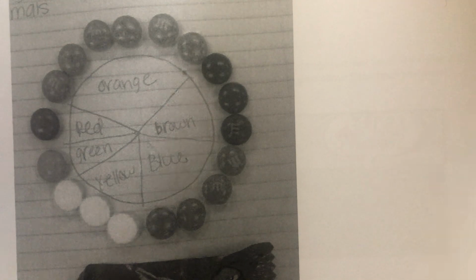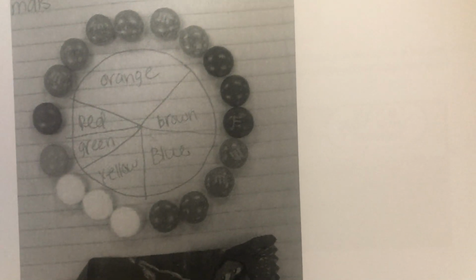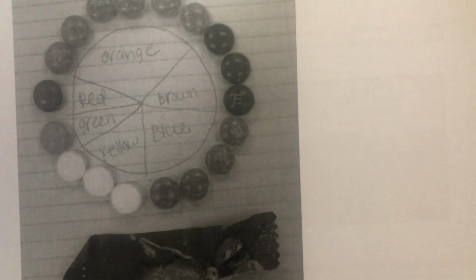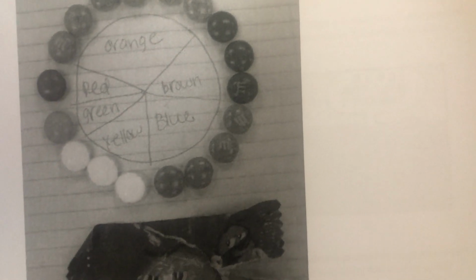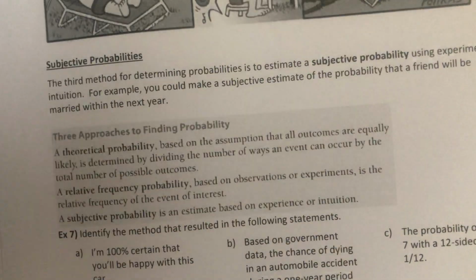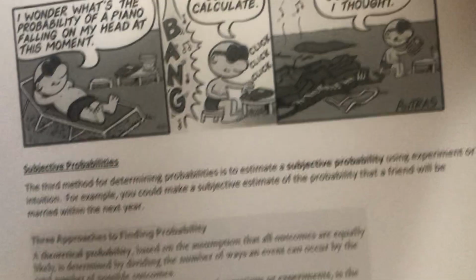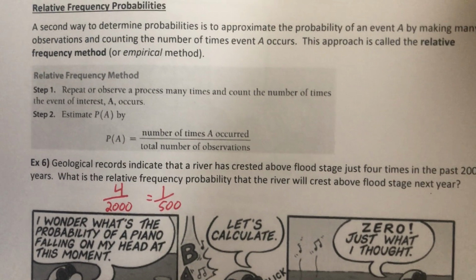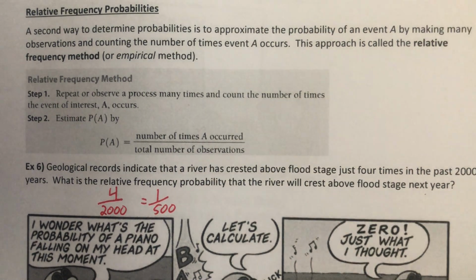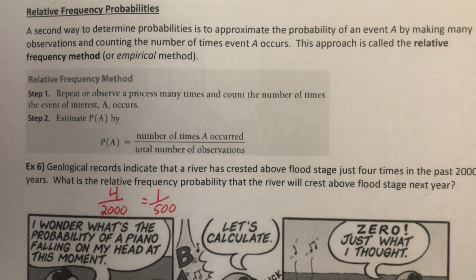M&Ms theoretically have a random distribution of probability, so the probability of getting an orange is the same as red. However, if you've poured all the M&Ms out of a bag, you've realized that that is probably not the case. All right, so that is theoretical. The other one is relative. Okay, this is an observational one.